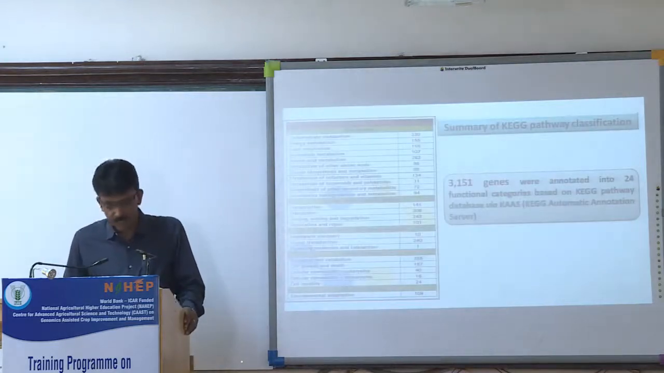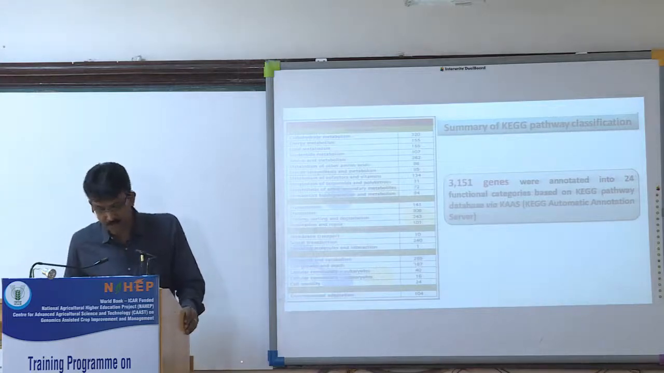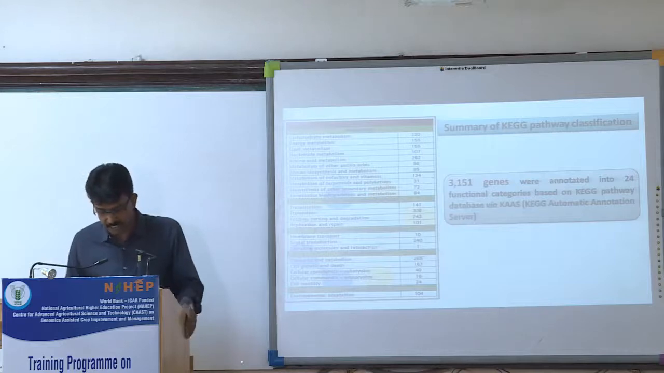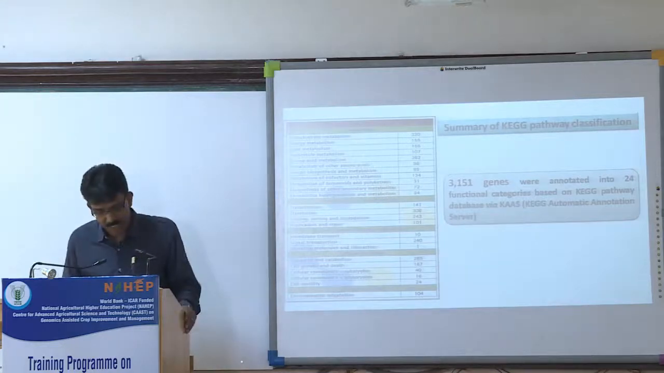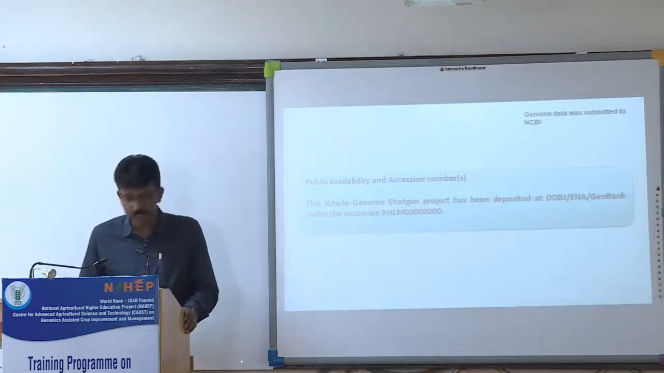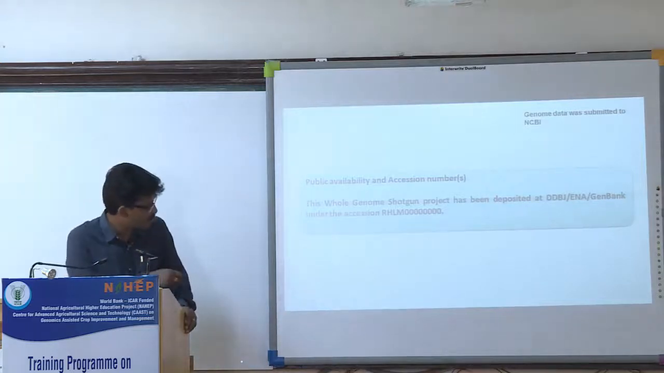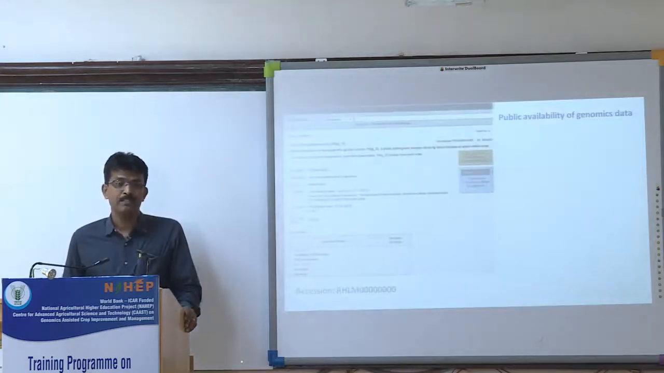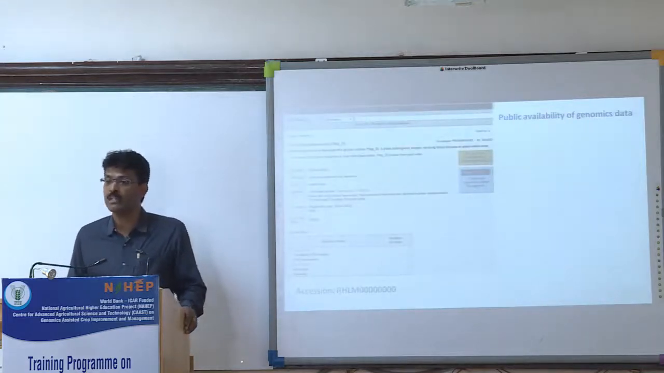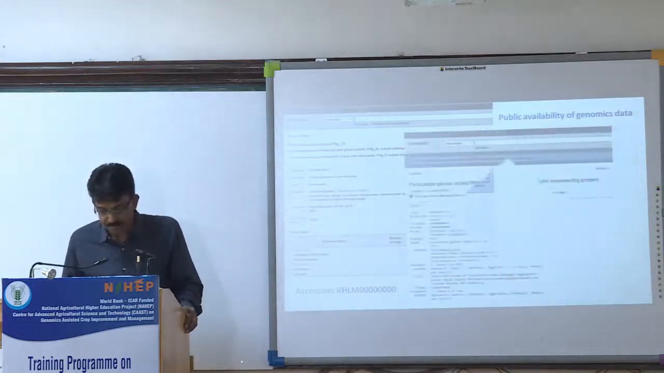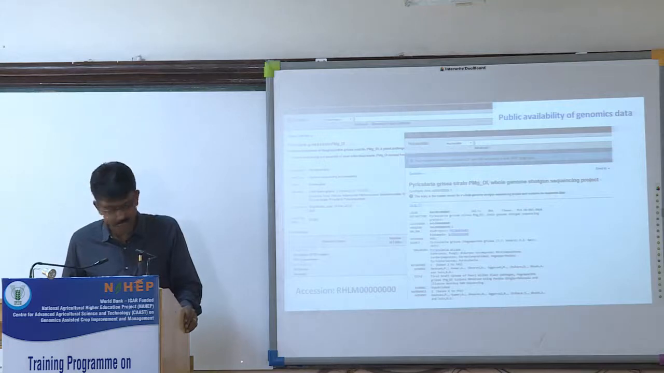And 3151 genes were annotated into 24 functional categories, and that is highlighted here. Just skip this kind of slides, I will come to the main one later. And this particular data is available in the public domain with the number already highlighted here. All these data sets were already uploaded to public databases, anybody can access them from anywhere. Yes, this is a strain, the details.